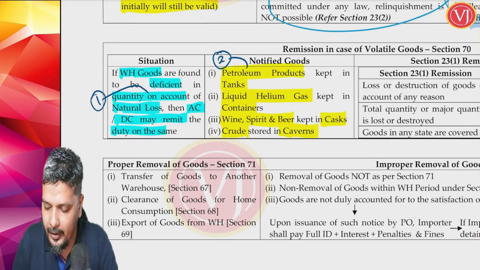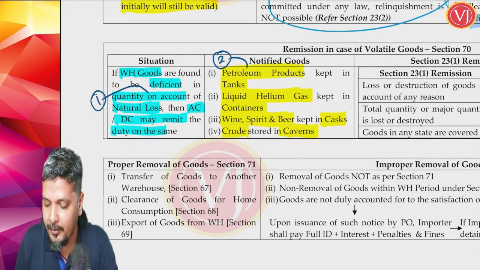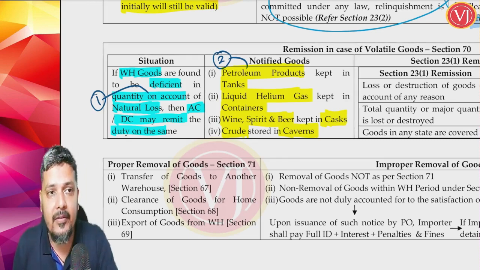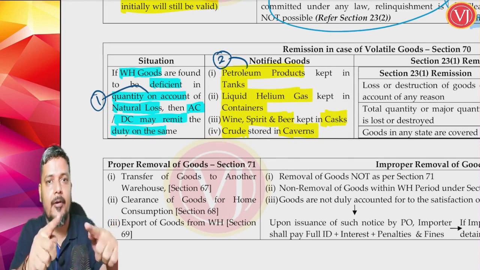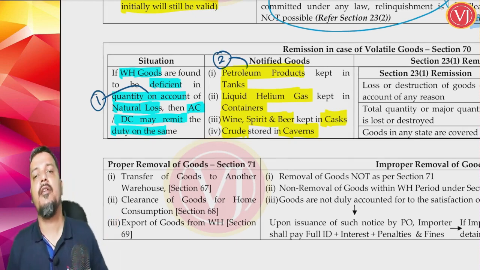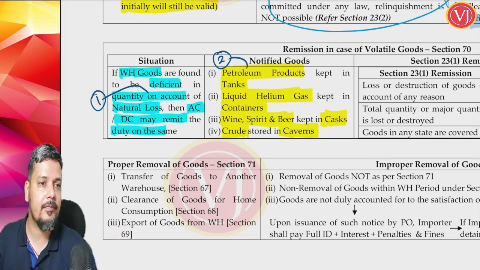You should have kept liquid helium gas properly in containers. You should have kept wine, beer and spirit properly in cask. You should have kept crude properly in caverns. In spite of properly storing in proper containers, if evaporation loss happened, we are ready to help you out on remission loss of volatile goods. We will not take import duty.